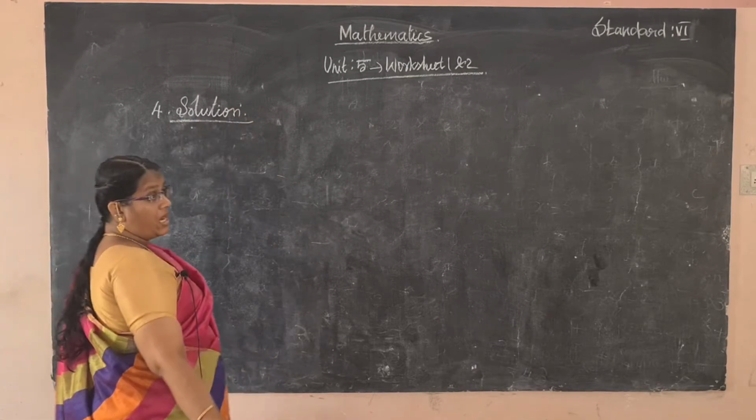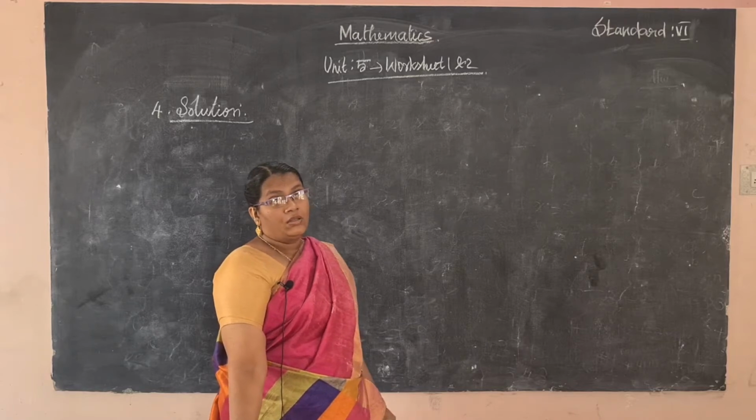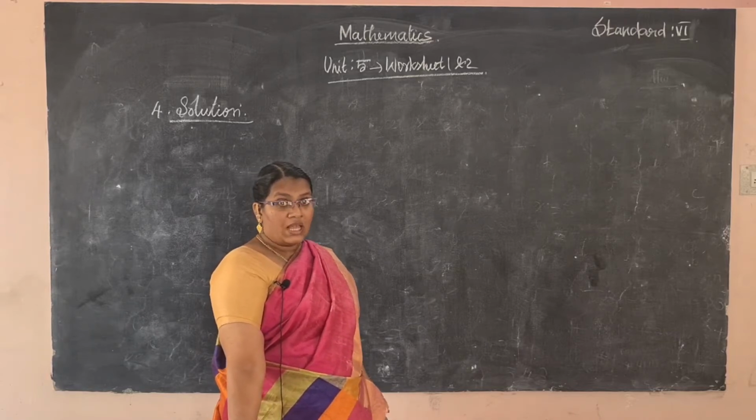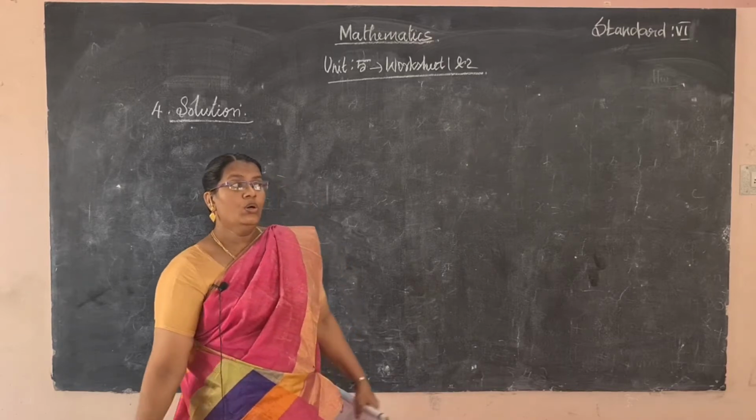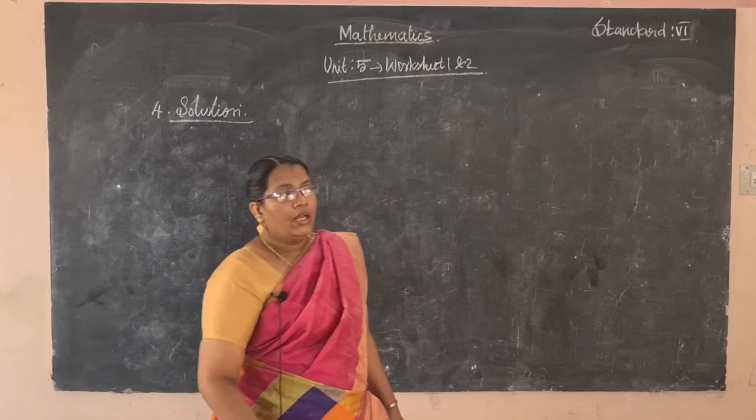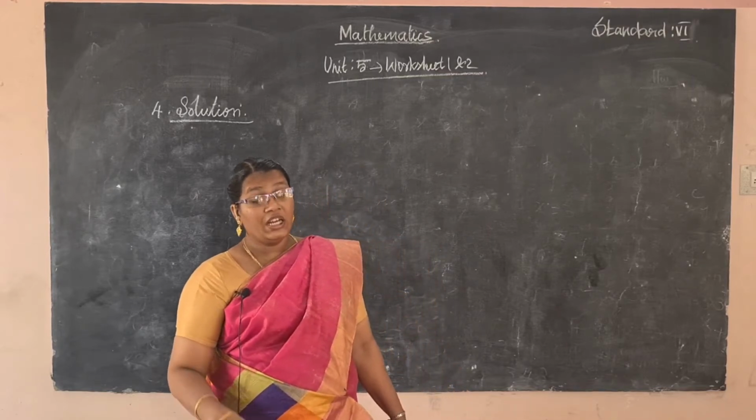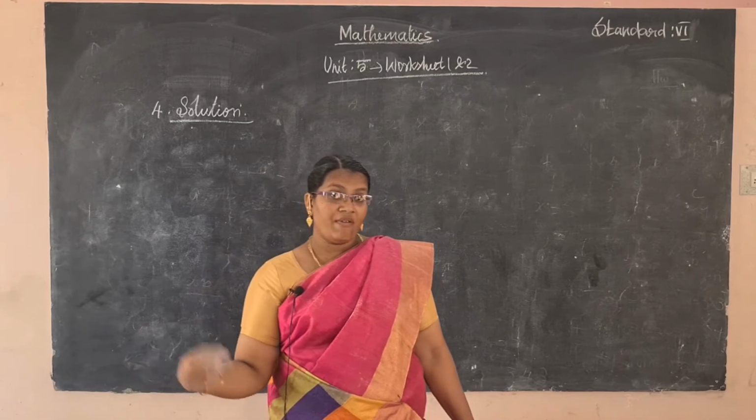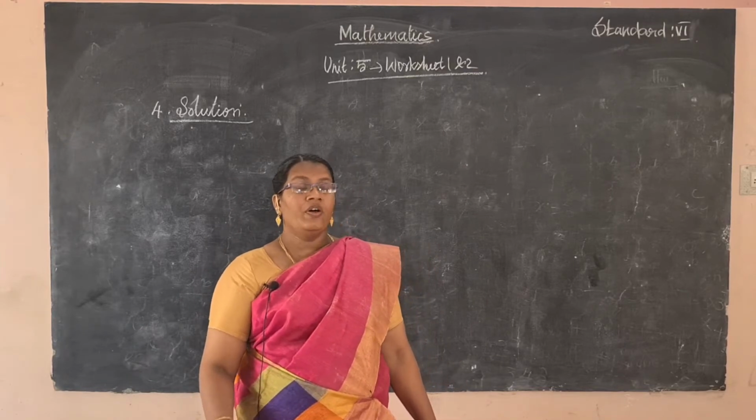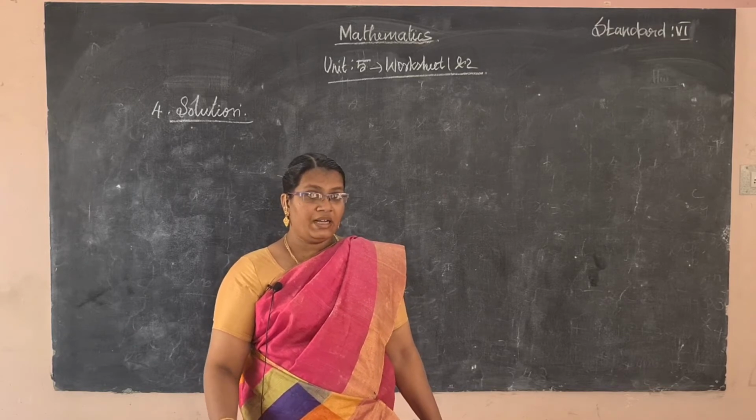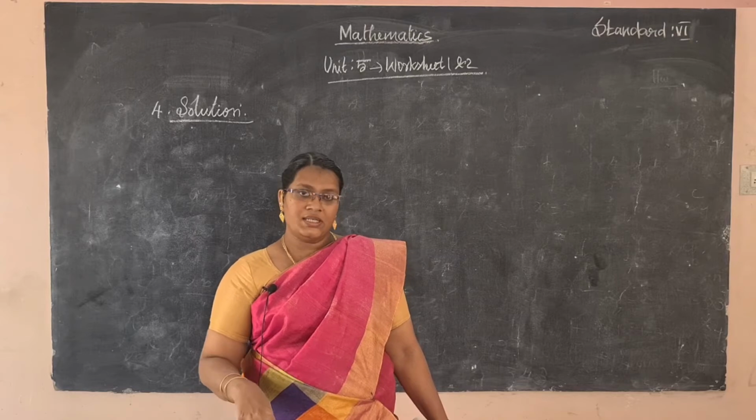What are the rules we have learned for addition and subtraction? Any two same signs: any two positive integers we add, we get positive. Any two negative integers we add, we get negative. Two different signs of integers, we subtract and put the sign of the greater number.